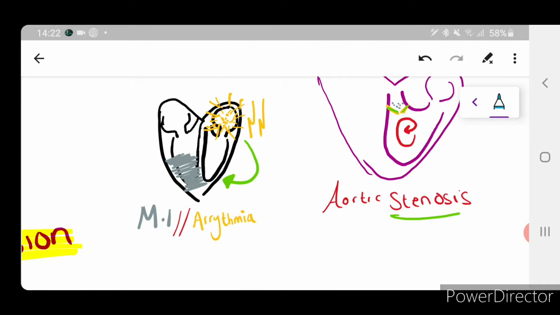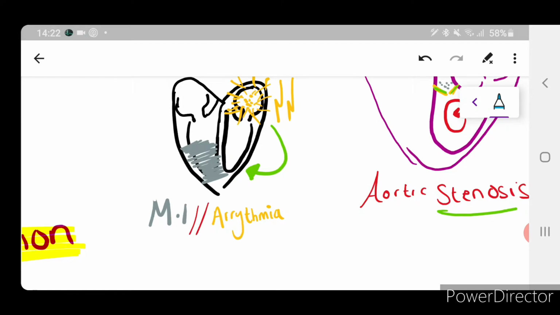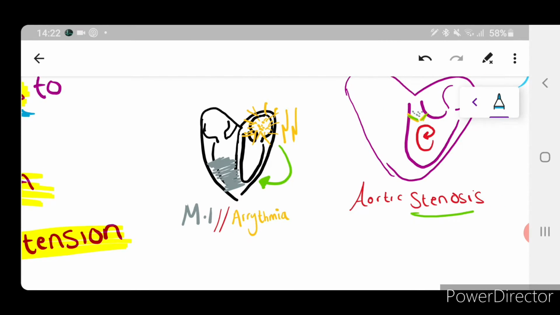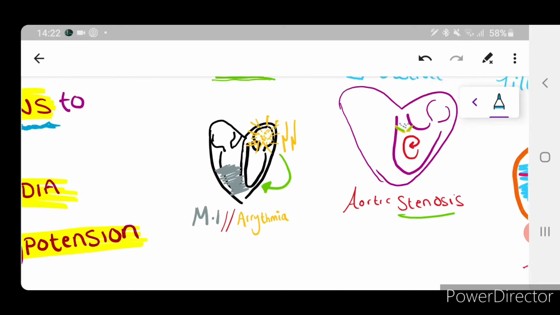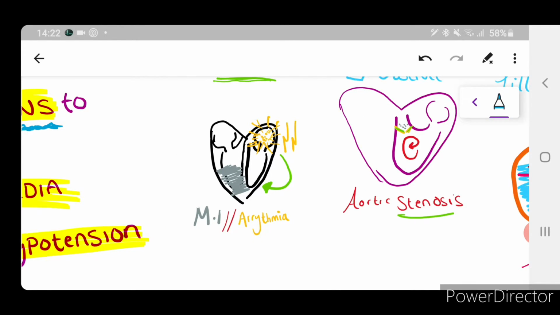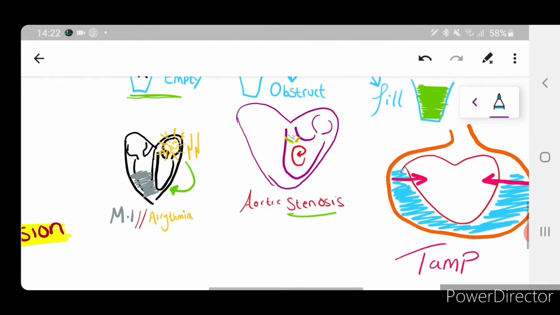And here we have myocardial infarction. If you have myocardial infarction, you're going to have cellular destruction in the, let's say, ventricles. And if you have myocardial cells in the ventricle that are ineffective, if they are dead, they won't be able to contract, and therefore less cardiac output is being ejected. Arrhythmia. So here we have basically less ventricular filling, less time filling, which means less cardiac output in general.